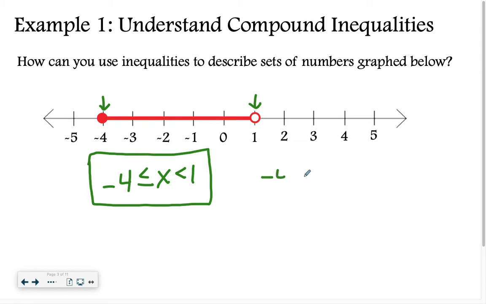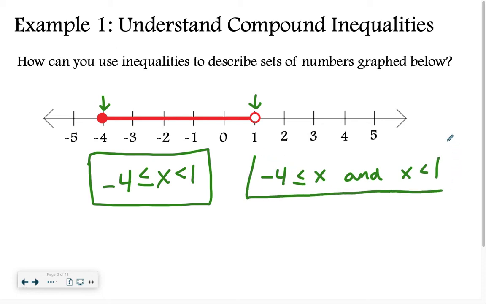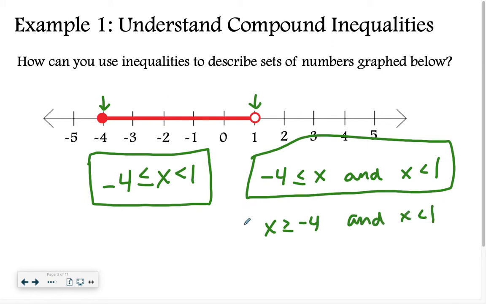Or some people feel more comfortable saying -4 is less than x, and x is less than 1. That's another appropriate answer. Some people prefer to say x is greater than -4 and x is less than 1. Those are all correct answers. Everything that's boxed is an answer I would accept.